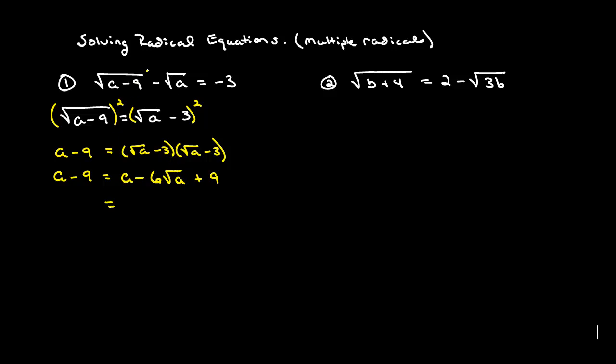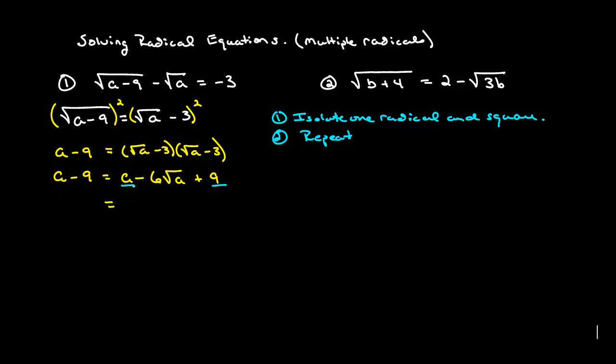And so the steps are to first isolate one radical and square. Once you've done that, you repeat the process. You isolate any other radicals and square again. So we're going to move this guy and possibly this guy over to the other side.